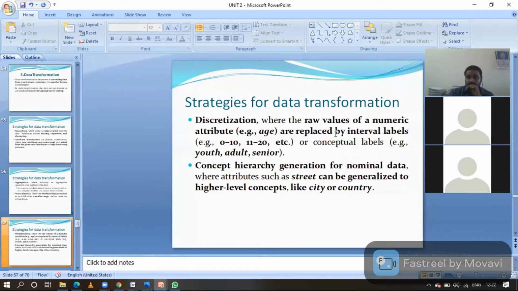And the next one is concept hierarchy generation for nominal data. Here we are going to represent higher level concepts in place of lower level concepts, guys. Like the street is a lower level concept. In place of that, I am going to represent it with higher level concepts like city and country, like that, guys.